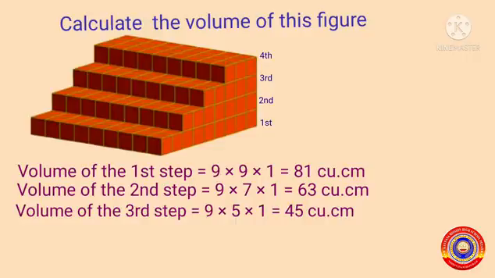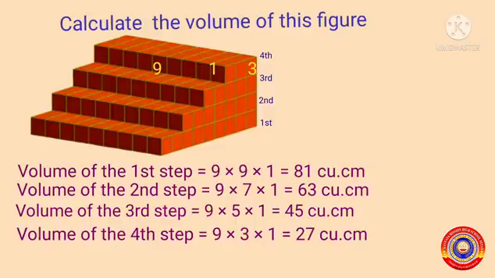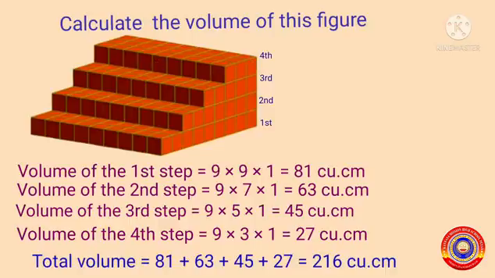Next, the fourth step. Here, the number of cubes lengthwise is equal to 9, number of cubes breadthwise is equal to 3, and the number of cubes heightwise is equal to 1. Therefore, the volume of the fourth step is equal to 9 into 3 into 1, that is equal to 27 cubic centimeters. Therefore, the total volume is equal to 81 plus 63 plus 45 plus 27, that is equal to 216 cubic centimeters. Is it clear for you?